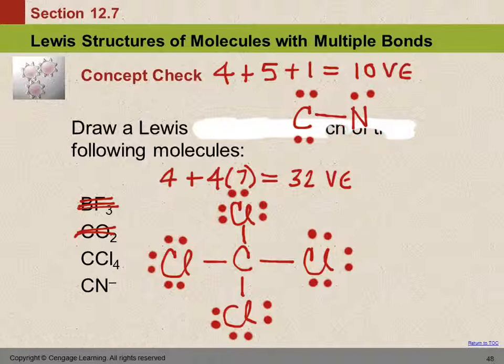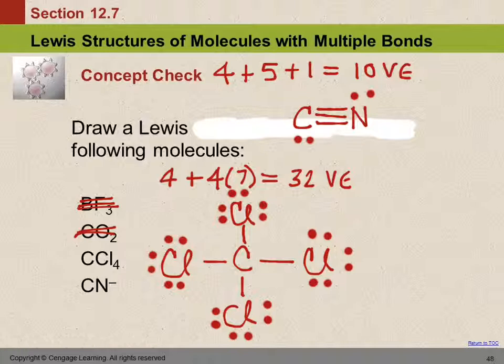That didn't work so well. Okay, let's do it this other way. That'll work. So I moved one pair in here. Are we good? No, we're still short, aren't we? So we need to move another pair. We'll take one from the carbon and move it in here and make a triple bond.